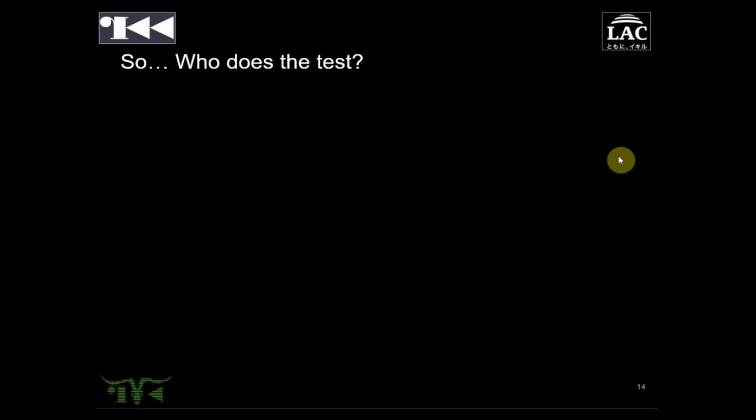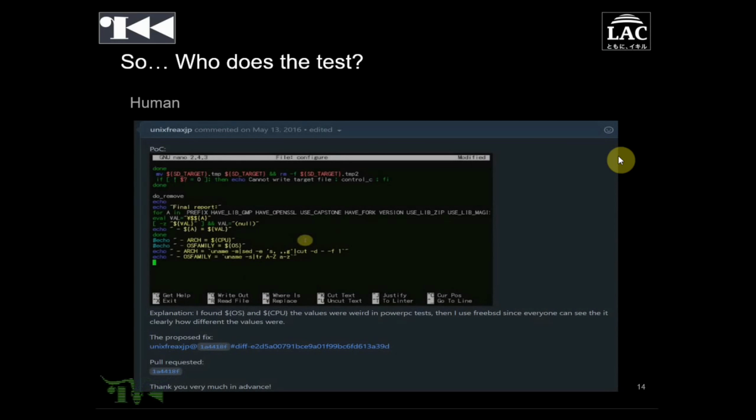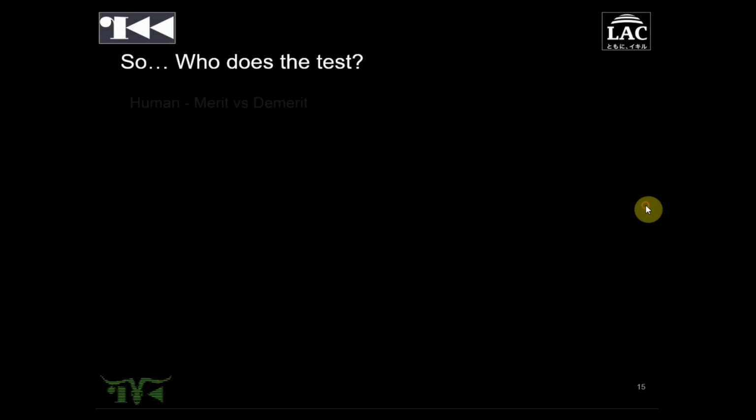So now let's compare with the human. A human, for example, can write POCs, can explain how the bug actually happens, and then can propose the fix in some kind of proposals, etc. So let's break down what the human can do with the merits and demerits like this.